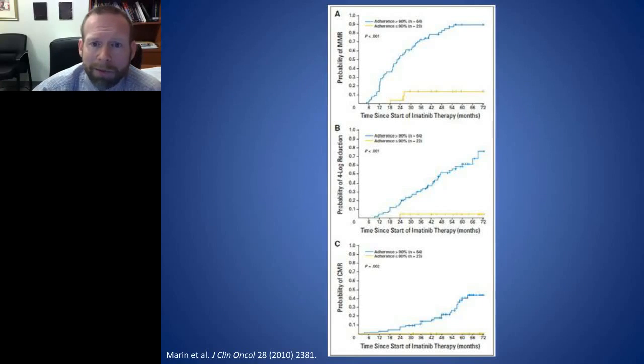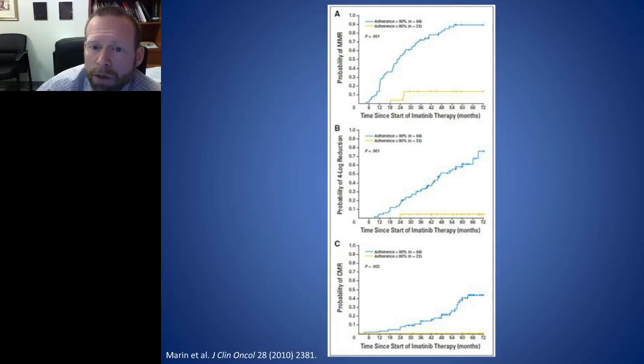Now here's what's interesting. If we look at the top category here of adherence, the blue line is adherence of greater than 90%. The yellow line is an adherence of less than 90%. And so if you look in panel number 1, you'll see that there's a significantly higher chance of major molecular response, and remember that's a 3 log reduction, if you're above 90% adherence versus those that were less than 90% adherent. And remember, that's a combination of anybody who's 88% adherent or 2% adherent. So that's a large amount to lump into one thing.